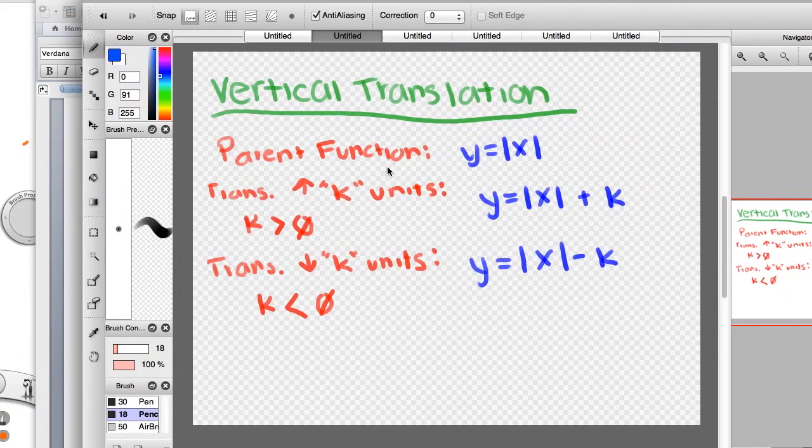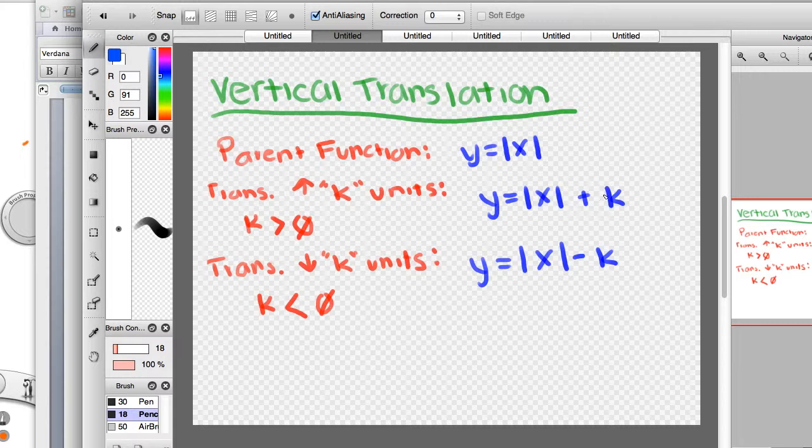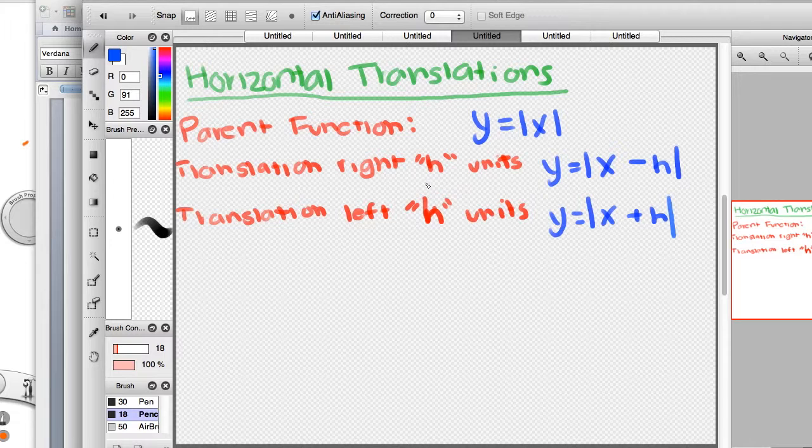Next we have a horizontal translation. The horizontal translation is different from a vertical translation because notice how in the vertical translation the variable is outside the absolute value, and here we're going to use h as our units. H is going to be within the absolute value bars. So if the translation moves to the right, it's going to be y equals absolute value of x minus h. And for it to move to the left h units, y equals absolute value of x plus h.